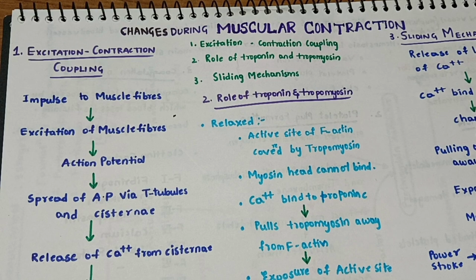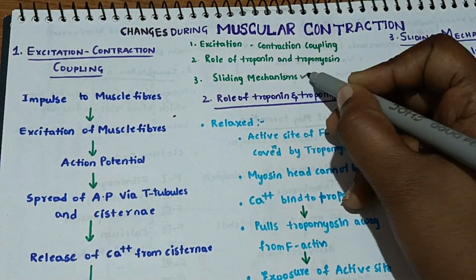Today we are going to discuss the changes during muscular contraction. In the last class we completed the properties of skeletal muscle. Today we are going to see the changes during muscular contraction. So what are the changes that occur in the muscle during muscular contraction? There will be excitation-contraction coupling, the role of troponin and tropomyosin, and the sliding mechanism. This third point is very important.